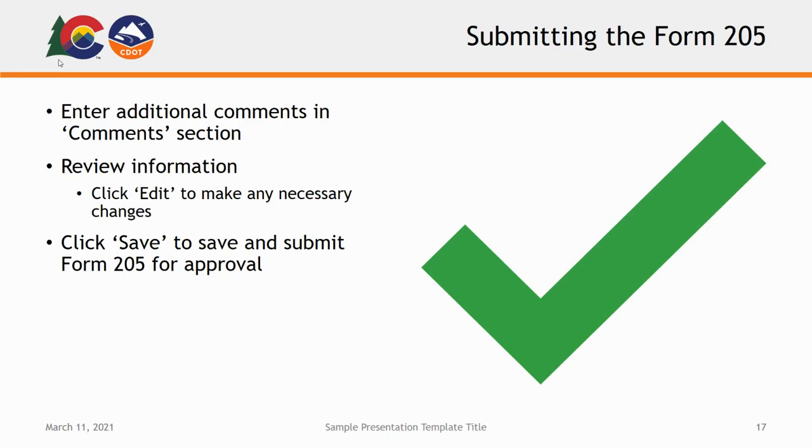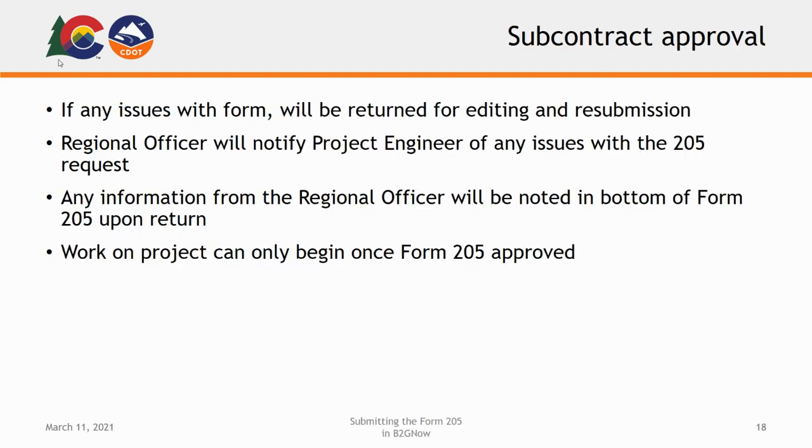Be sure to review all of the entered information to verify that it is correct. If you find the need to make any changes, click Edit. Once you're sure everything is accurate, click Save to save the information and submit the Form 205 for approval. If there are any issues with the information included in your Form 205 submission, you will be notified and the form will be returned to you in order to make the necessary edits and resubmit the form.